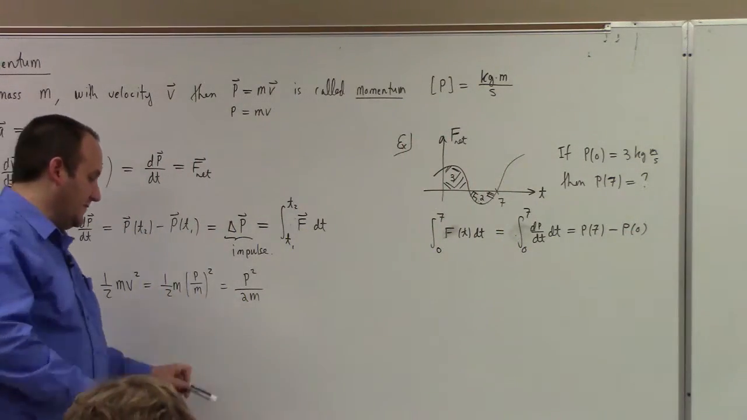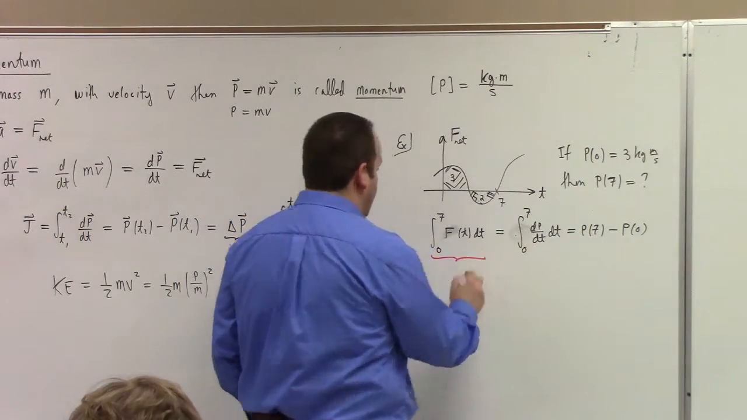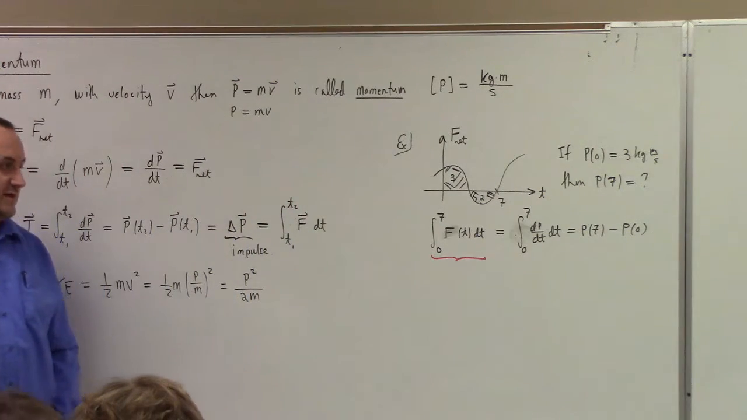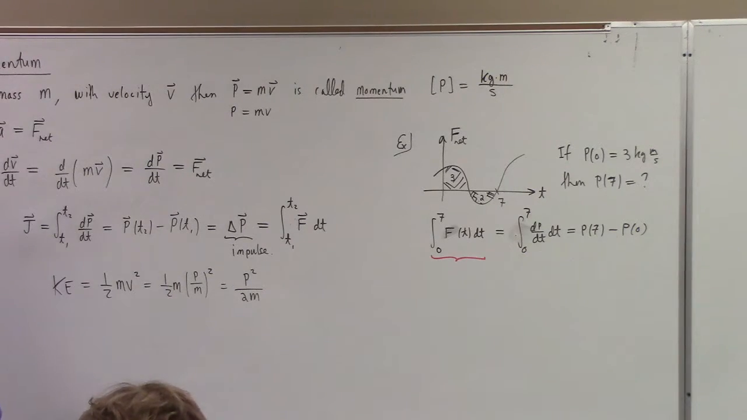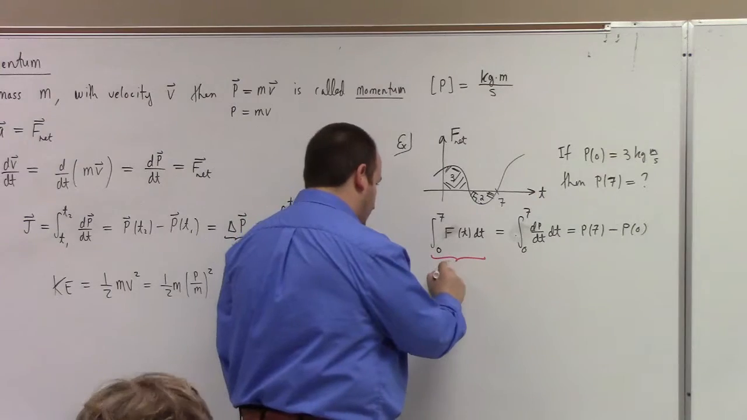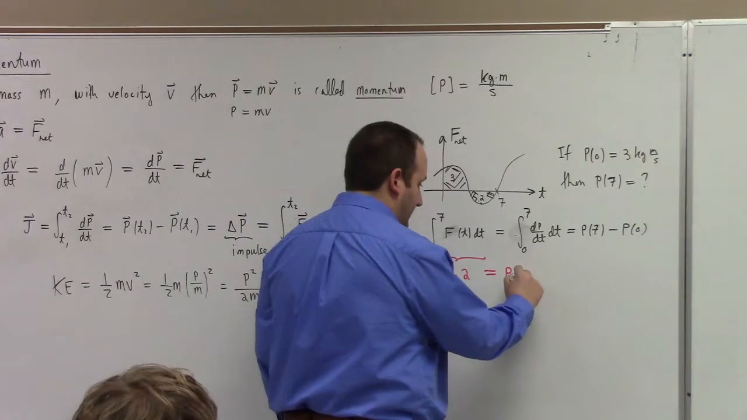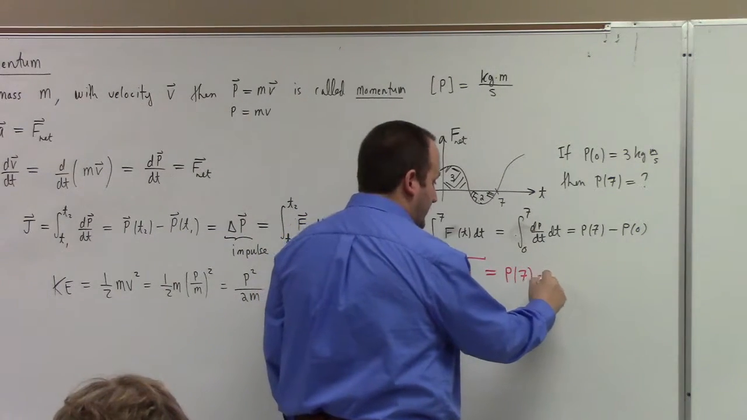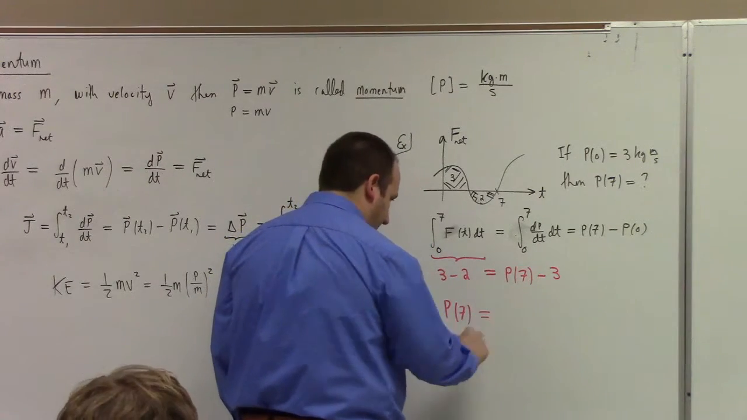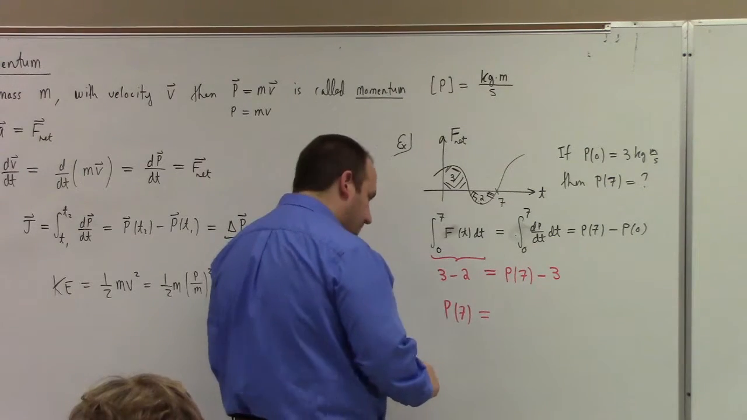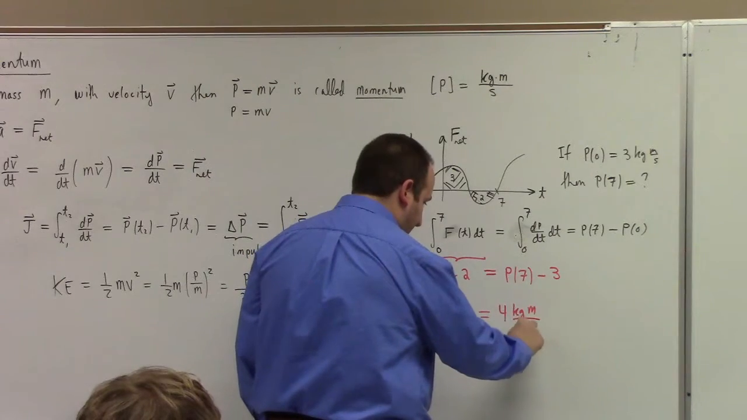So let's put it all together here. What's the area? And when I say area, I really should say signed area, right? Area above the t-axis counts as positive. Area below the t-axis counts as negative. Such is the life of the definite integral. So we have 3 minus 2 is equal to P of 7, which we don't know. Well, we'll know soon. Minus P of 0, which is 3. So P of 7 is what? Four kilogram meters per second.